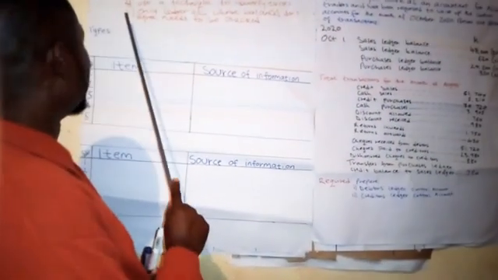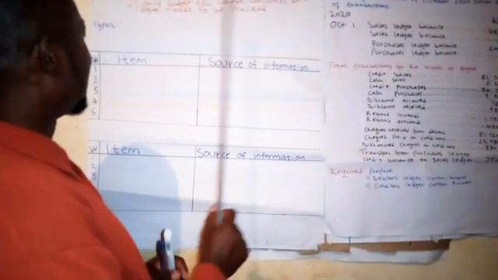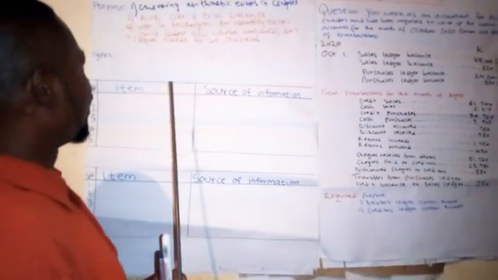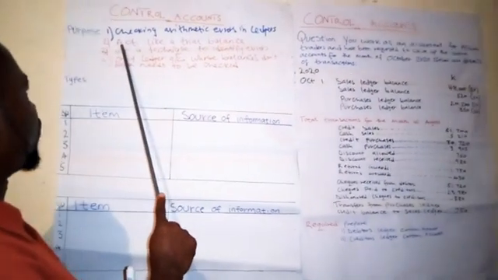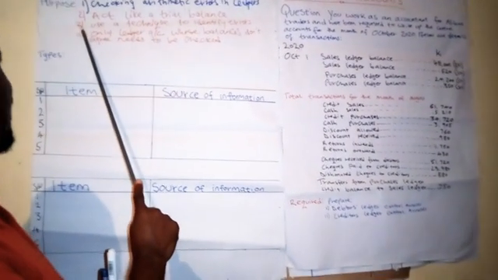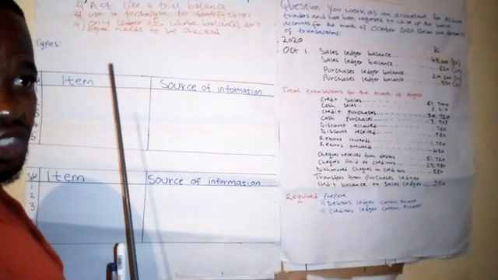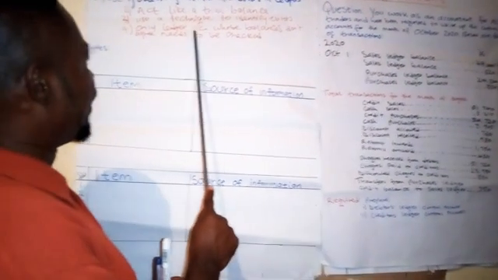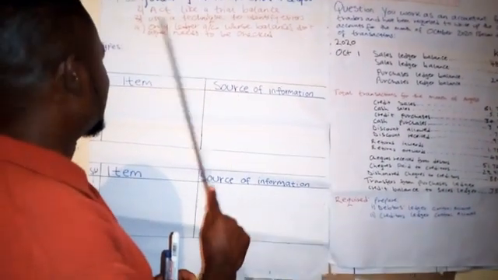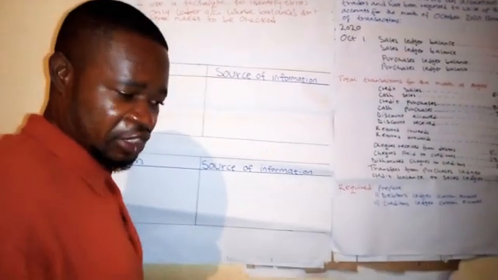So these are the four purposes that we follow when we are preparing control accounts. So we are saying the first one, checking arithmetic errors in the ledger. The second one, act like a trial balance. The third one, use a technique to identify errors, a technique that is quick. And the fourth one, only ledger accounts whose balances don't agree need to be checked.